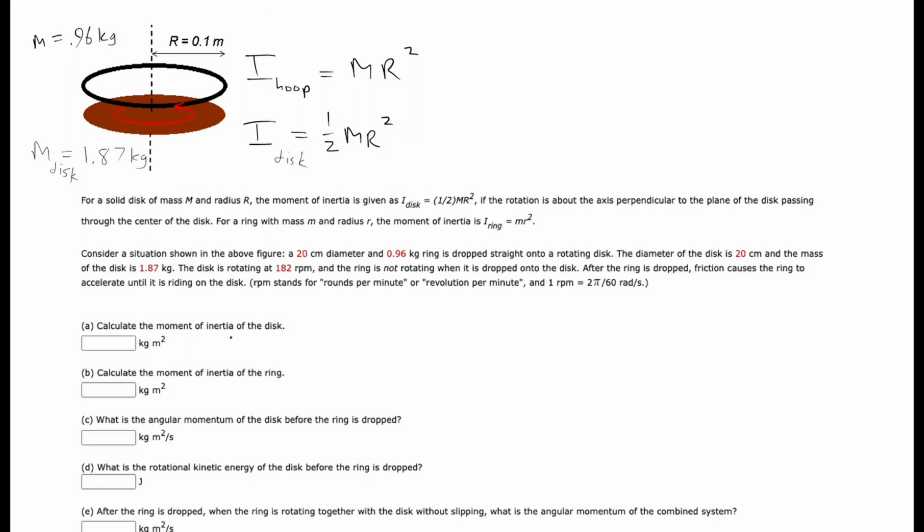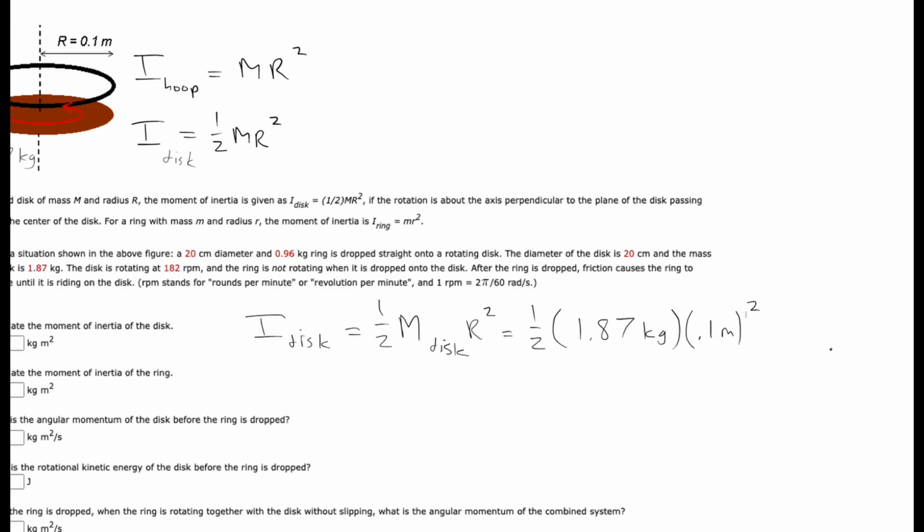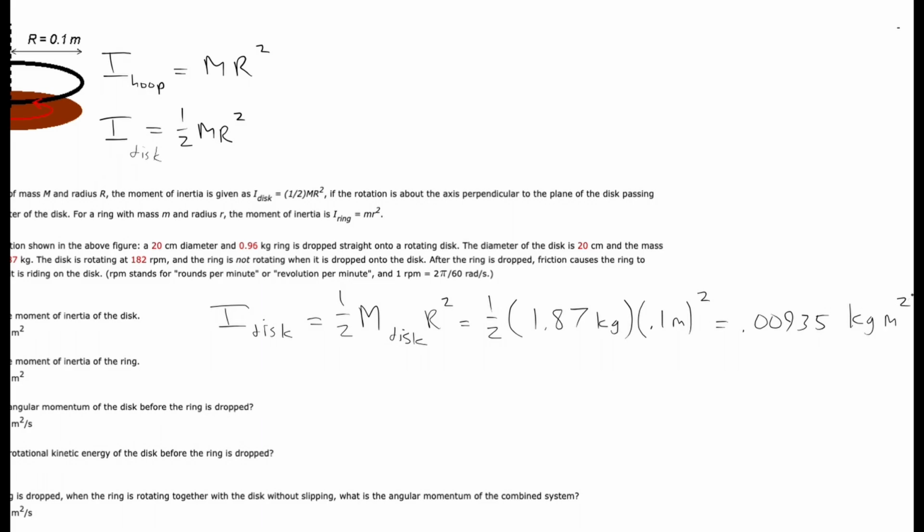So first, let's find the moment of inertia of the disk. Alright, so that's going to be 1/2 mr squared. So that's 1/2 times 1.87 kilograms times 0.1 squared. I get 0.00935.